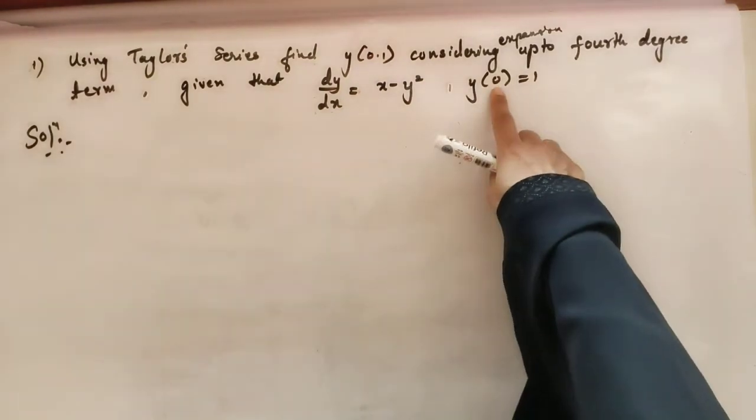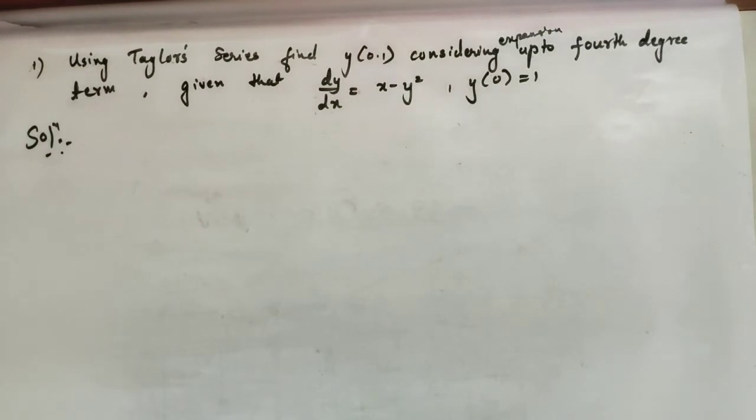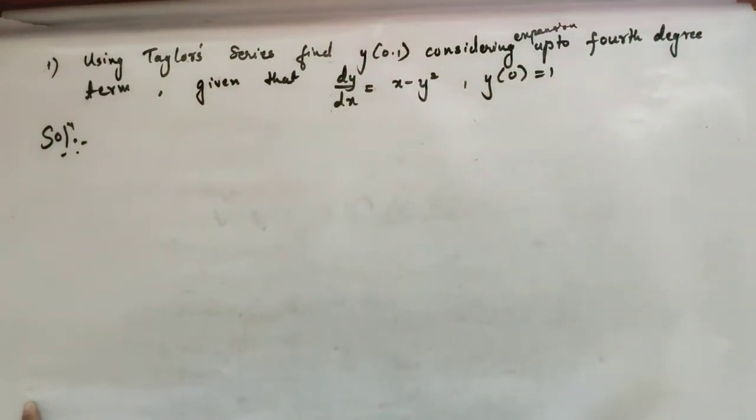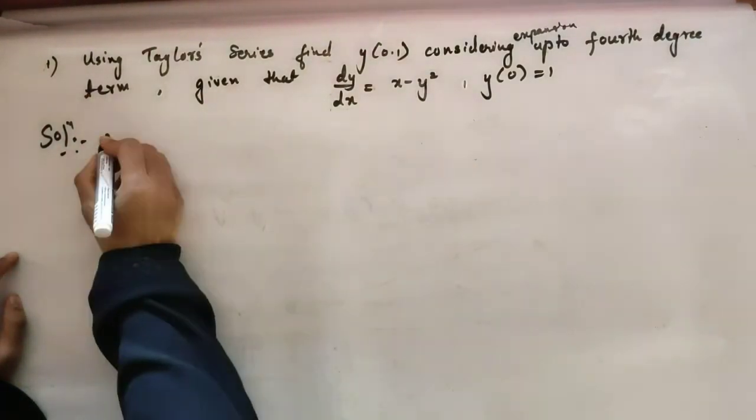It means x naught is equal to 0, correspondingly y naught is 1. This is the initial condition for you. Now, first we have to consider the Taylor series up to the 4th degree term, because it has been mentioned in the question. So let us expand the solution y is equal to y of x up to the 4th degree term.